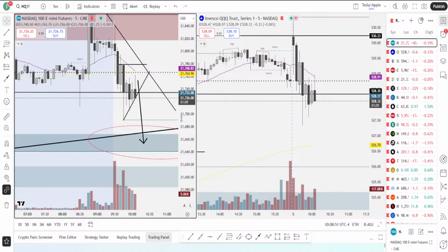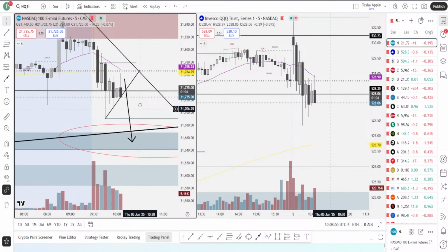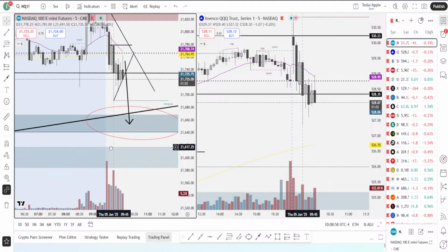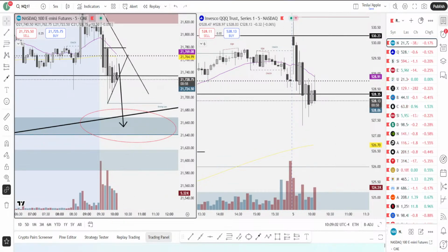Here it comes. Hang tight, guys. Put your seatbelt on. We're about to blast off. Come on, sellers. Dump it. Come on, man. We know it wants to come down.